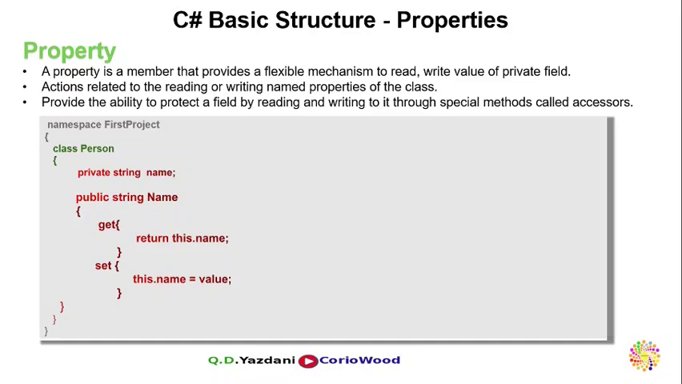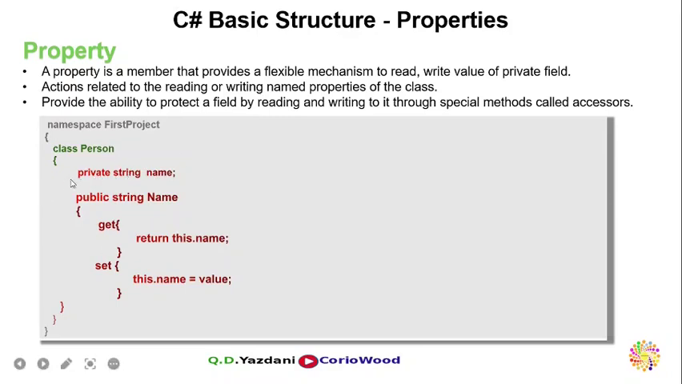So properties enable the class to expose a public way of getting and setting values while hiding implementation or verification code. A get property accessor is used to return the property value, and a set property accessor is used to assign a new value. So all in all, this is the simplest definition of the properties that you can see here.